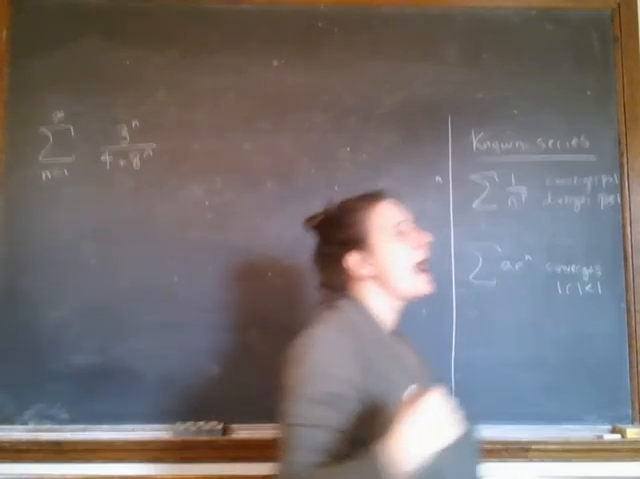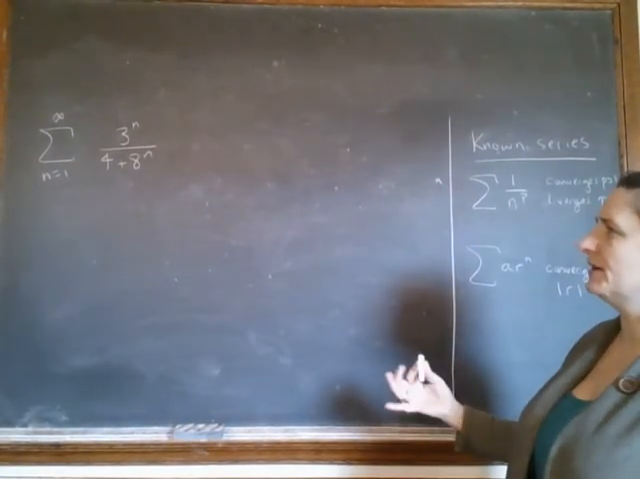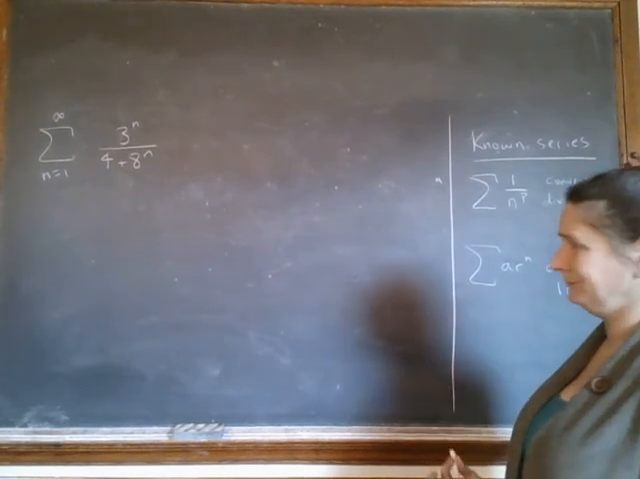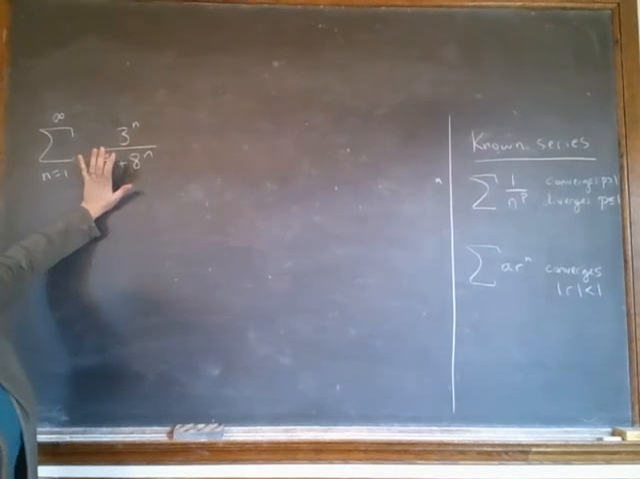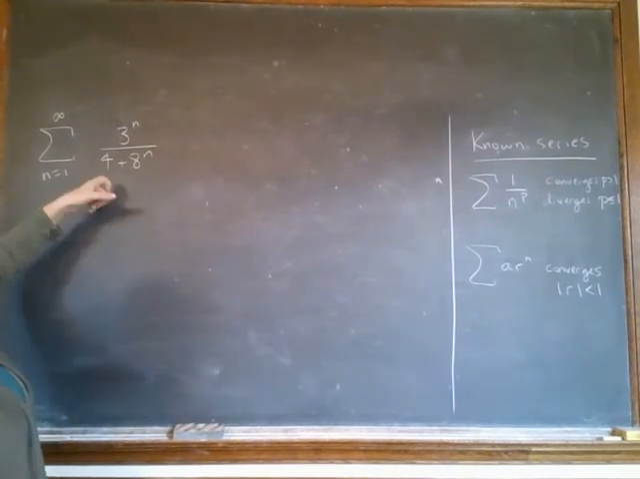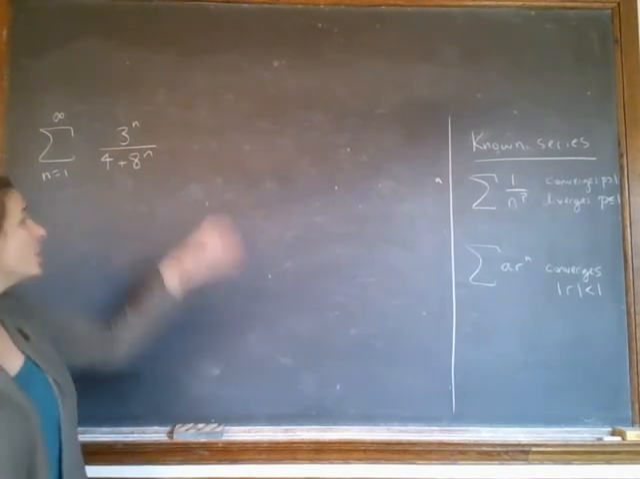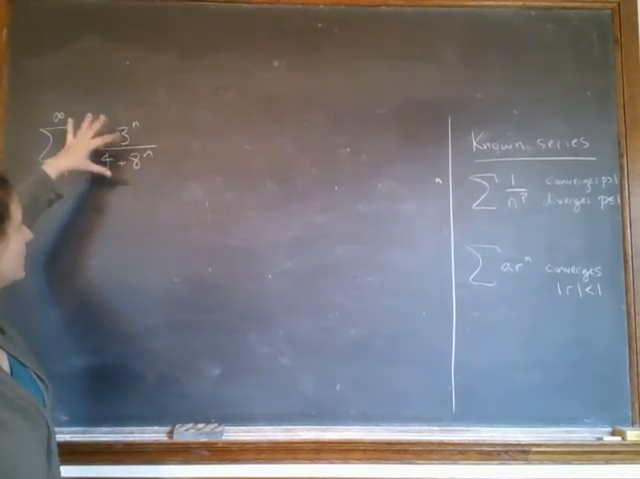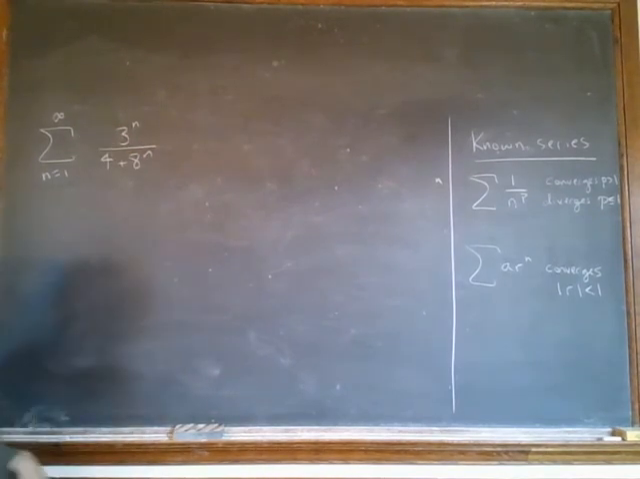So our thought process here is very similar to the previous one. The real driving force here is the 3 to the n and the 8 to the n. When I'm up in high numbers of n, that 4 is not going to make any difference. So it's really just more or less a geometric series with r equals 3/8. Okay? So let's see. What can we say about that?